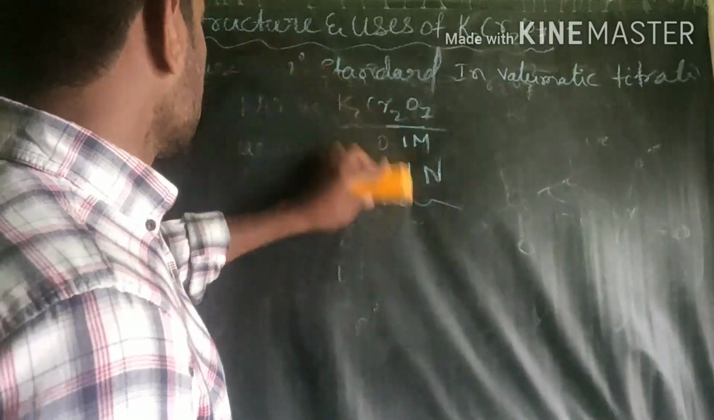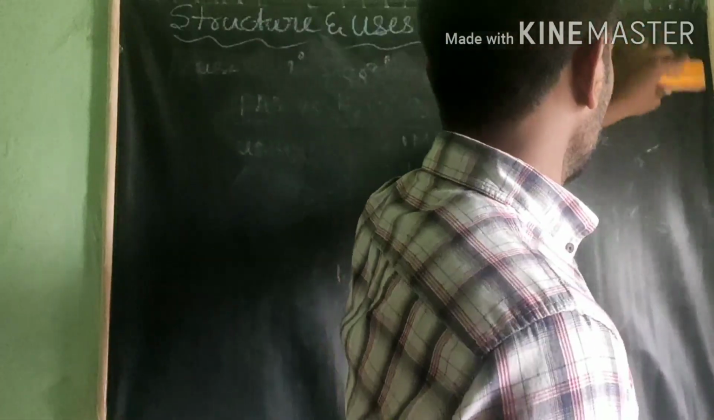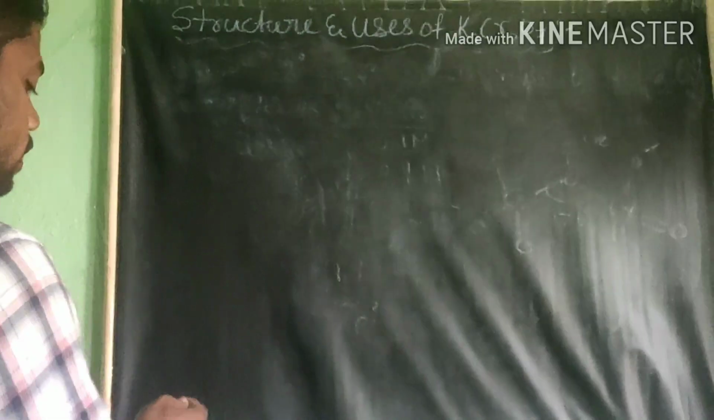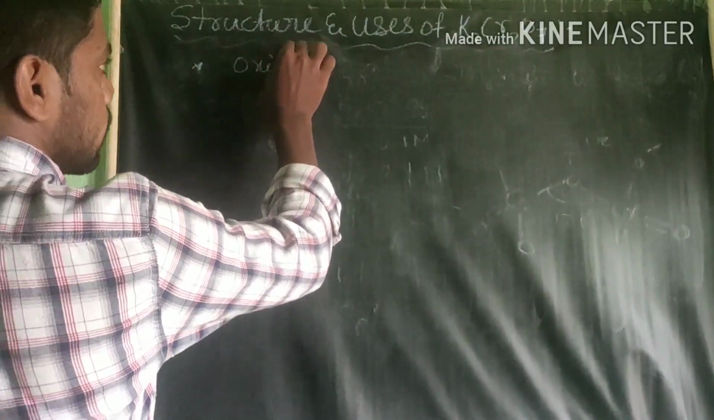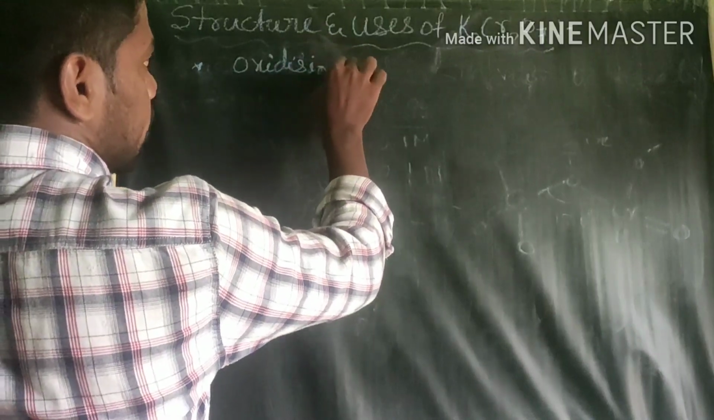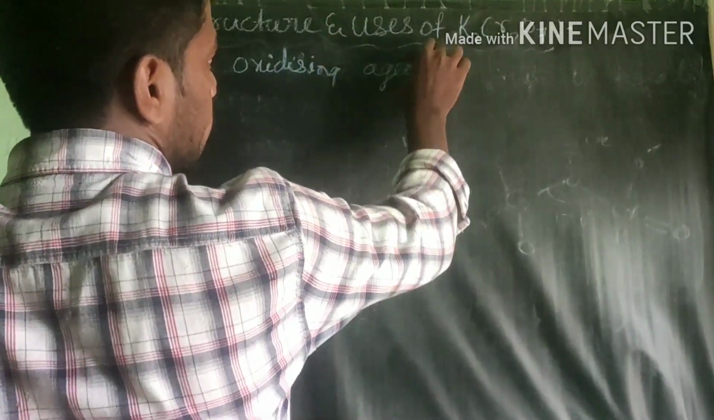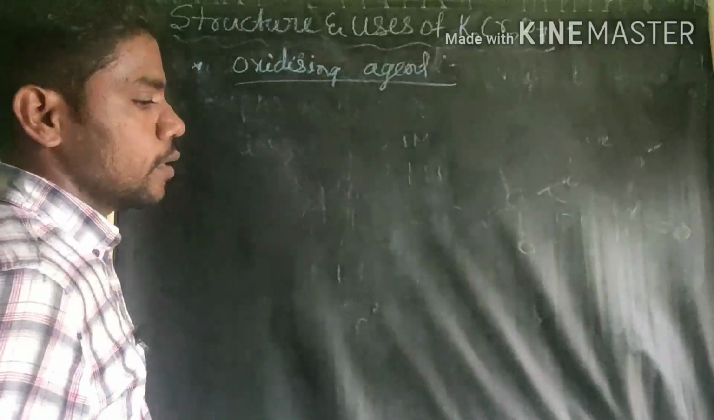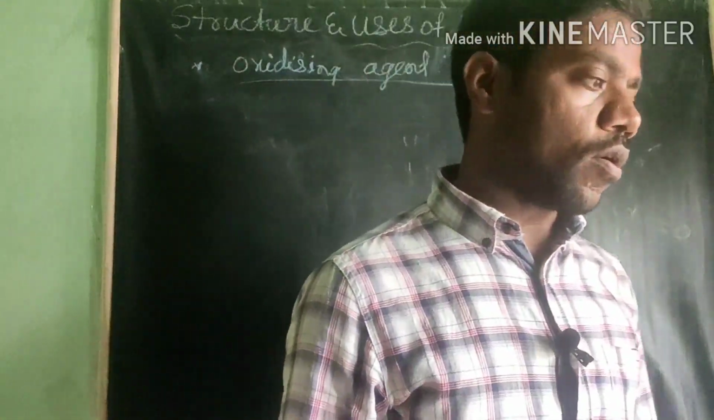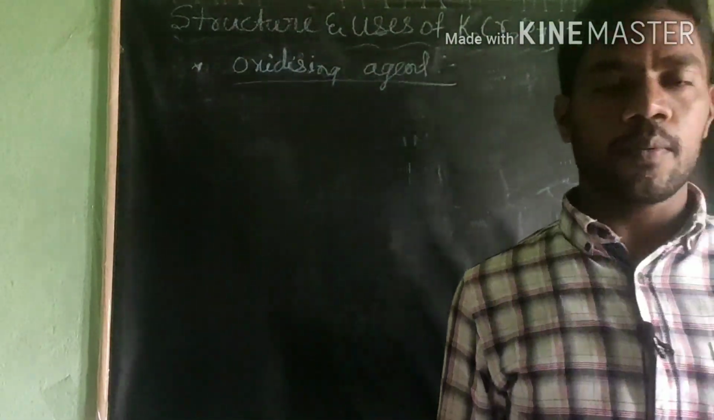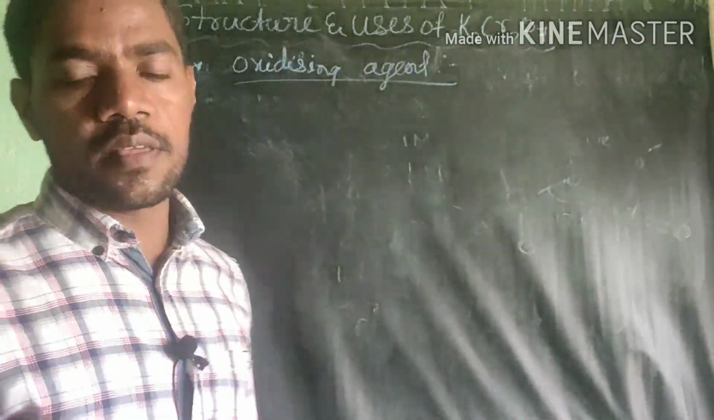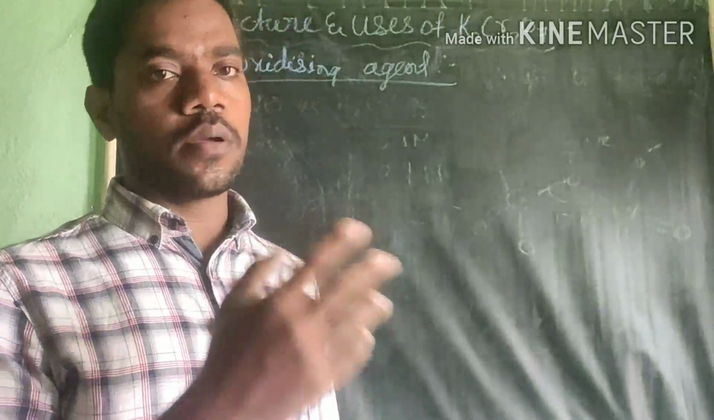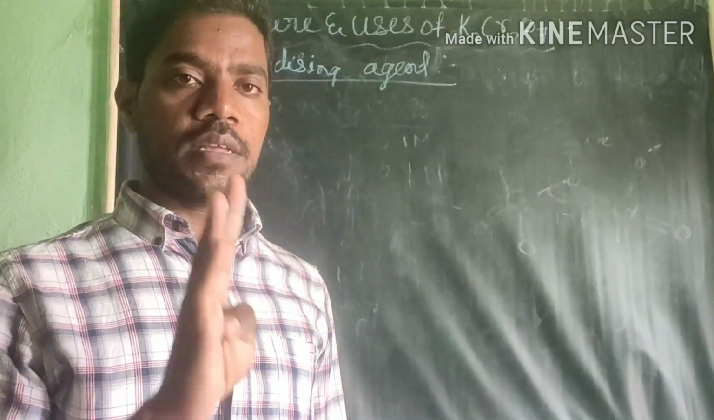Next, very important. It is used as an oxidizing agent. What is meant by oxidizing agent? That is very important. Look, if you don't know, I will do one separate video on what is meant by oxidizing agent.